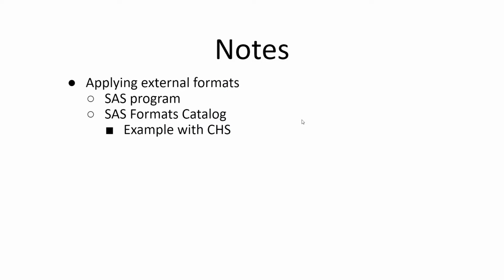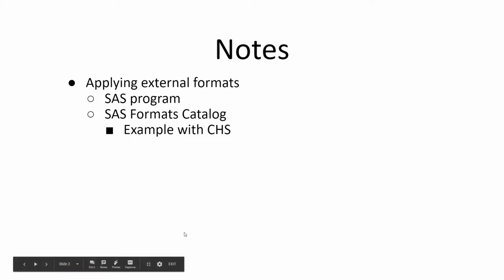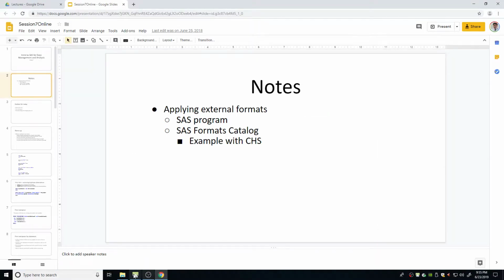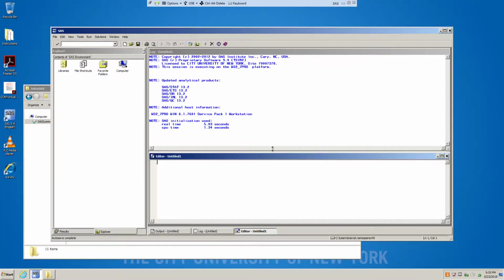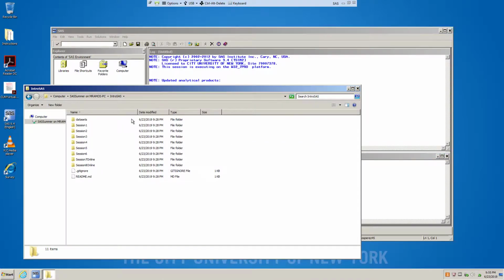For this session, I'll be talking about a few notes to start off with. There are a number of questions about applying external formats from a published data set. So we'll look at how to apply external formats using a SAS program and a formats catalog. So I have a VM spun up here with SAS, and I'm going to be using this to show you the examples.